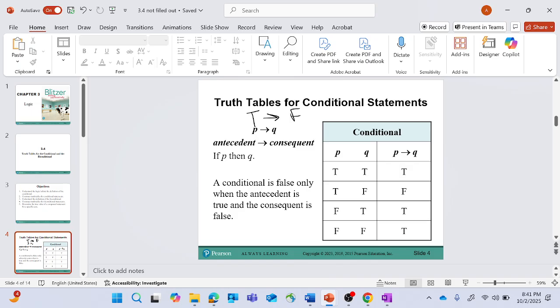So if you have P and Qs, we can still make a table like we always did. The only time this is false is if you have a true implying a false. All right? That's the only time it happens. A false statement can imply a false statement, and a false statement could imply a true statement. That could happen. But a true statement can never imply a false statement. It's kind of weird, but that's how it goes.